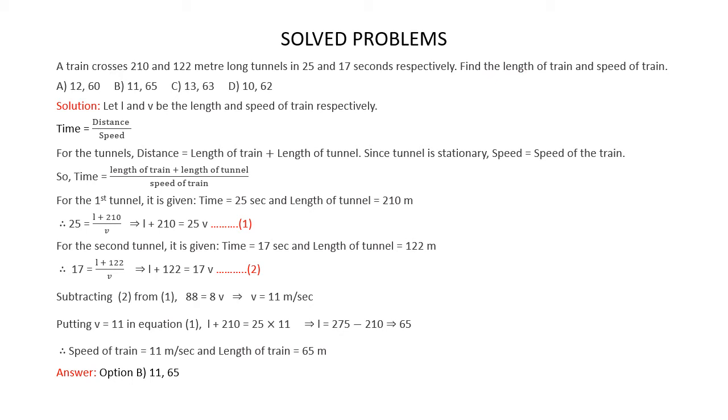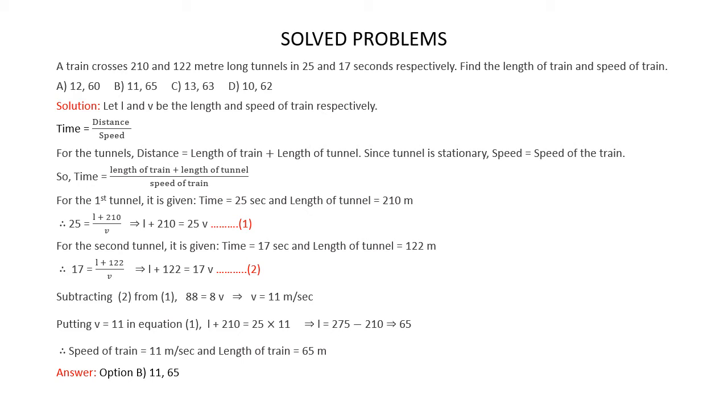So let L be the length of the train and V be the speed of the train. We know that time is equal to distance divided by speed. Now for the tunnels, since the length of the tunnel is considerable, distance will be equal to length of the train plus length of the tunnel. Since tunnel is stationary, speed will be the speed of the train. So now we have the formula for time taken by the train to cross the tunnel is equal to length of the train plus length of the tunnel divided by speed of the train.